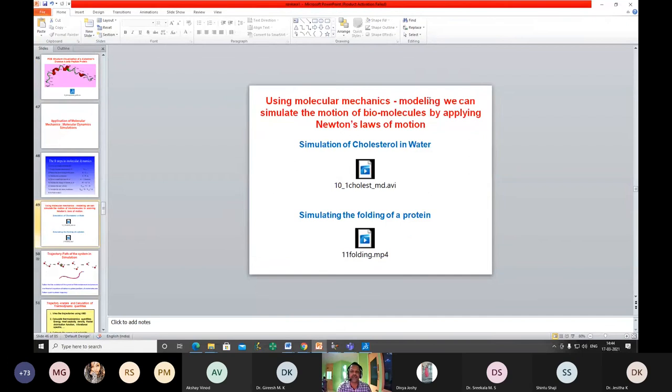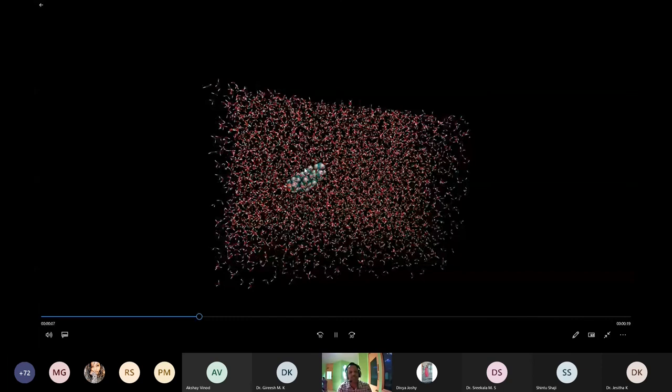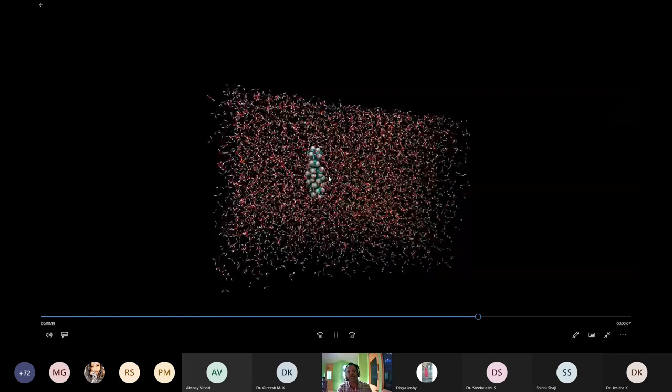Simulation of cholesterol in water. This project was done by one of my MSc students. Actually, she is not the first person to simulate cholesterol. Big scientists did this simulation previously, and she reproduced the result. The cholesterol molecule is immersed in a water box, and we simulate this cholesterol molecule.